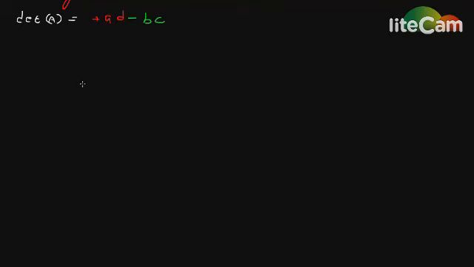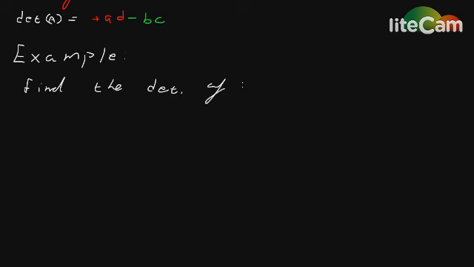So an example: find the determinant of A, where A is a matrix, and A is given as -2, -3, 5, and 7.